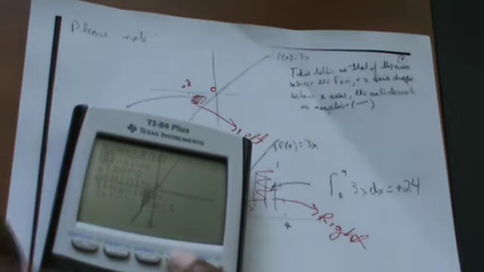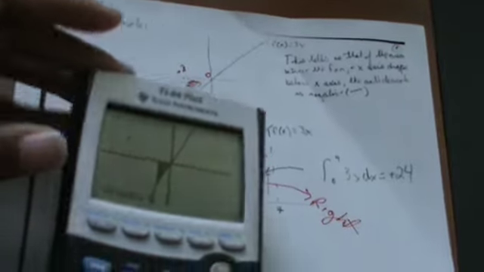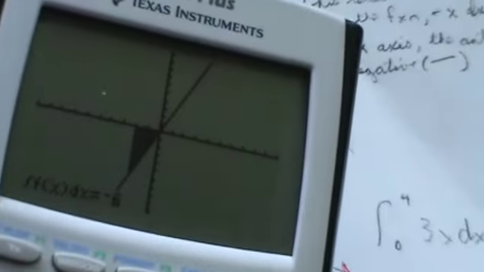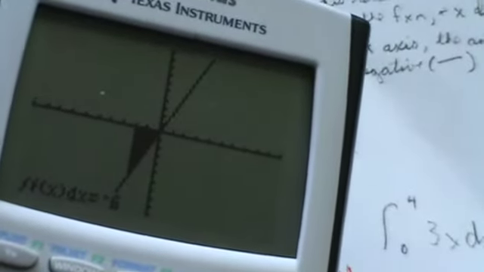So second calc, number 7, lower limit -2, upper limit is 0. Okay, so look at what my calculator gives me. I'm going to zoom in so that you can see it. My calculator says that's -6.